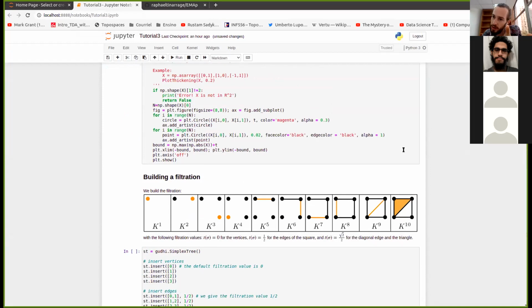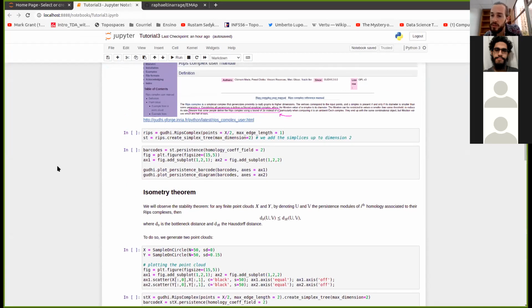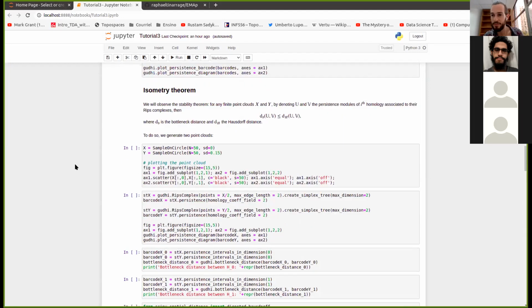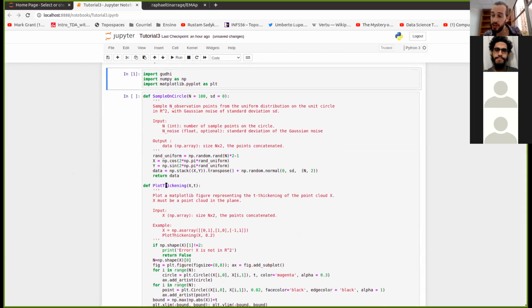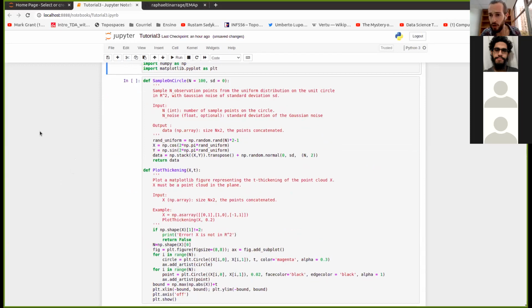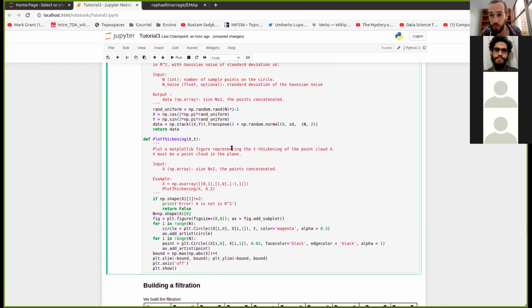Okay, so there is a first part that we will do together, and then I prepared three small exercises for you to compute your own persistent homology. So let's go. It starts with these three libraries that you already know. I put simply two functions here. In the last tutorials, there were many functions because I had to simplify your computation because you were not familiar with Gudhi. But now that you know persistent homology, you can do everything on your own. So the only functions that I give you are one to sample points around a circle, right? It's very simple. And one to plot the thickenings, if you want to plot thickenings.